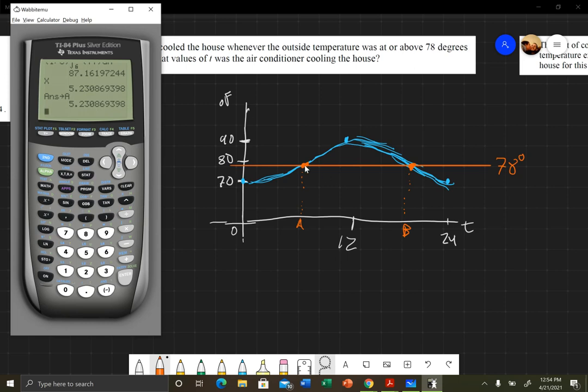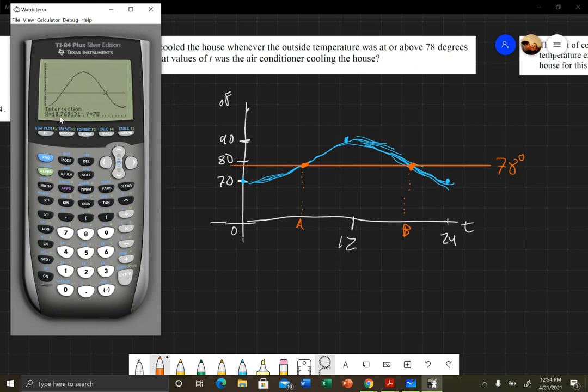Now there are two values, right? We just got A, we want to get B. So let's go back to our graph. We're going to go to second calculate. We're going to go to intersect. And again, I like to scroll over just a little bit so that way it has my values. And then I want to scroll over to the right now so that I'm guessing close to what it's going to be. And now I've got my second intersection point.